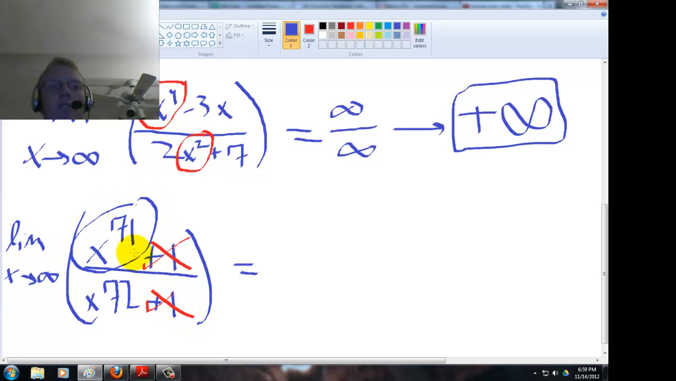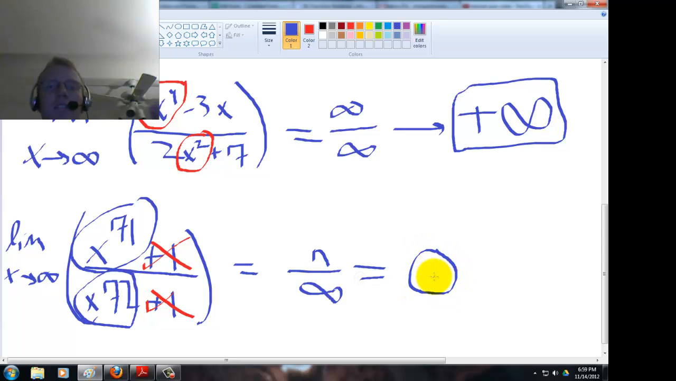And you just look at these and we say which one is bigger. x to the 72nd is bigger than x to the 71st, and therefore the bottom is bigger than the top. And so it's kind of like a number divided by infinity. The bottom is infinitely bigger than the top. And so your final answer is going to be a big fat 0. And it doesn't matter whether it's positive or negative because positive 0 and negative 0 are both the same thing.